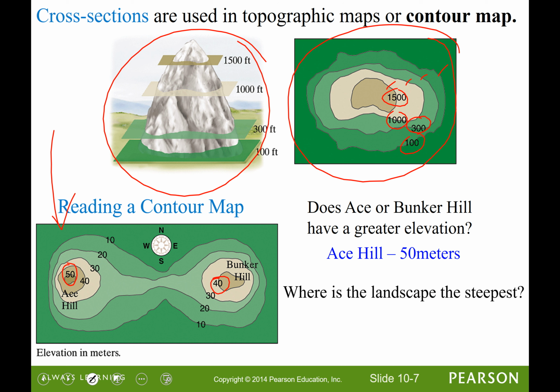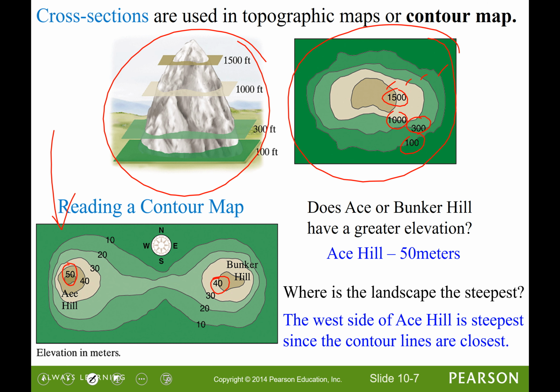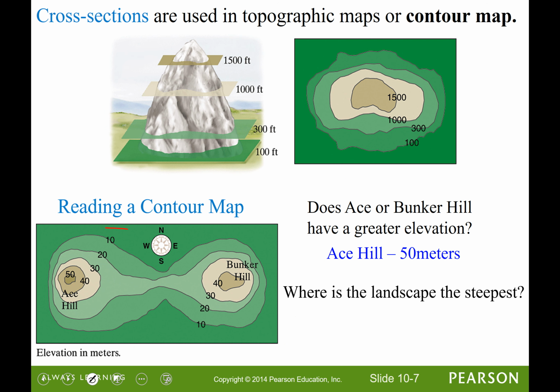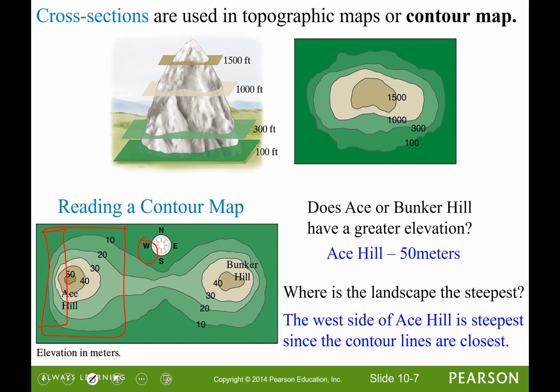Where is the landscape the steepest? Something else we can get from the contour map is seeing where the elevation changes the fastest. So for this one, look at the west side of Ace Hill. Okay, so Ace Hill is right here. So focus on Ace Hill right here and the west side, so over here. See how the west side of Ace Hill is the steepest since the contour lines are the closest together.